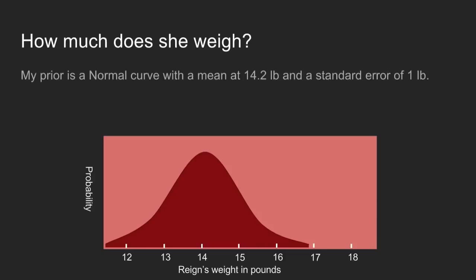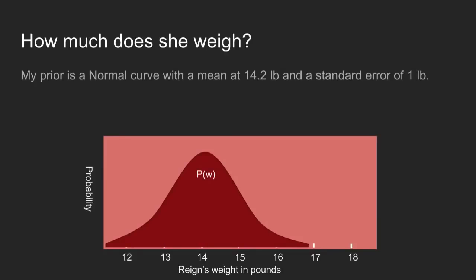So I take that prior, and this is the form that it takes. A normal distribution centered on 14.2 pounds, and you can see that most of that bulk is within plus or minus a pound. And it extends a little bit further out. Allow for the possibility that she's actually gained a lot or lost a lot of weight, but probably she's pretty close. This is what I believe before I even put her on the scale.